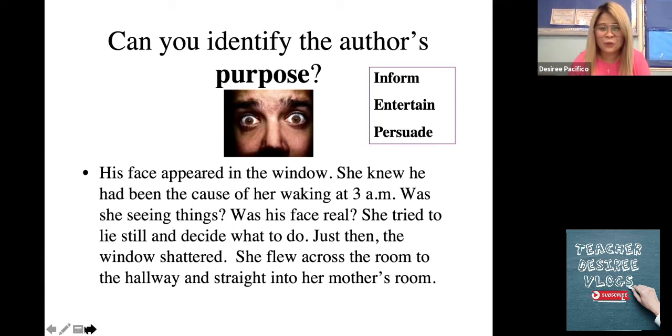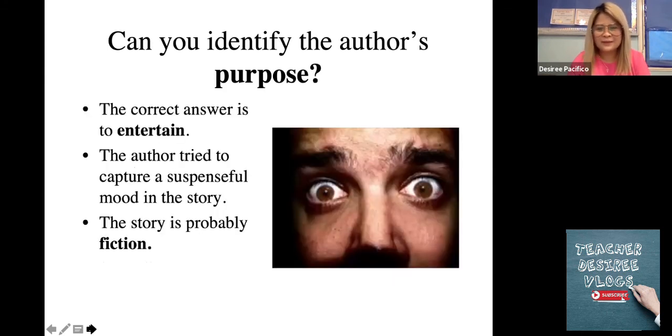Okay, let's find out what the purpose of the author is on this article or this writing. Is it to inform? Is it to entertain? Or is it to persuade? The correct answer is to entertain. The author tried to capture the suspenseful mood in the story. The story is probably fiction. So, the story is quite scary, right? So, it is capturing the reader's suspenseful mood.